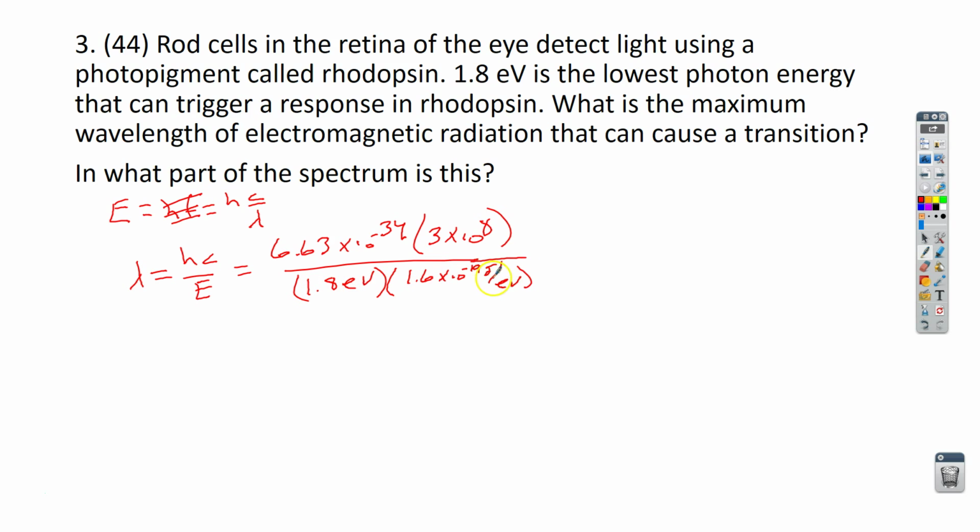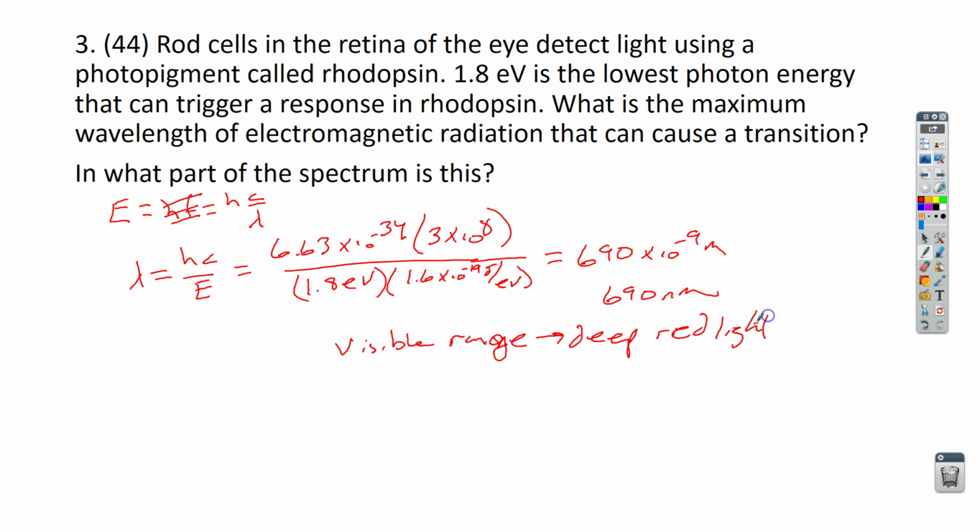We could have just converted this to joules first and then plugged it into the equation, but we just did 2 steps in one. So this would be about 690 times 10 to the negative 9th meters, which is 690 nanometers. That would be in the visible range, and that would be somewhere in the deep red light. So this part of the spectrum would be the visible part nearest the deep red light end. That's number 3.